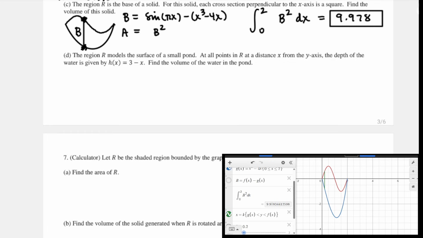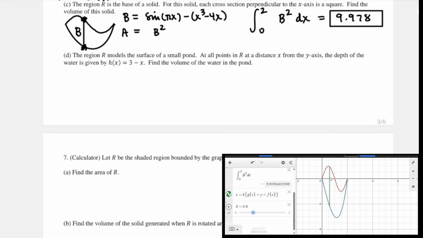What I'm going to say about part D is that at each distance x from the y-axis, so as I'm advancing k, this vertical bar goes side to side. I haven't actually put it in Desmos yet, which is kind of regrettable. But we see it's this vertical line that always stays between blue and red. At this point, we're 0.6 units away from the y-axis, the depth is 3 minus 0.6, so that'd be 2.4.